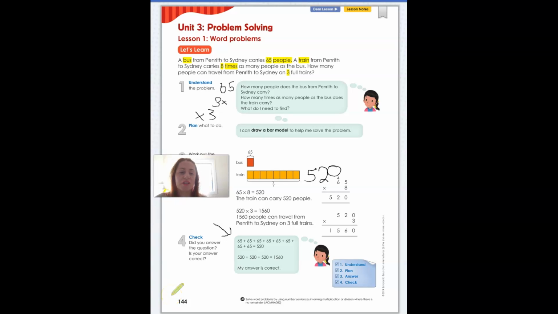Oh, my son has just turned up. But you can't see him because he's smaller than the bench. Here we go.